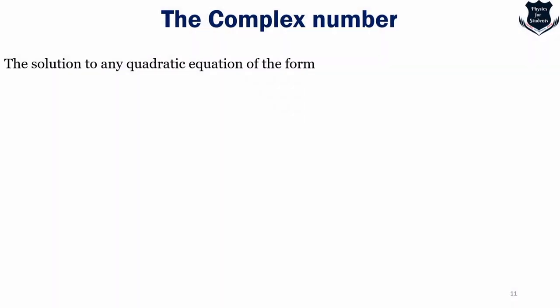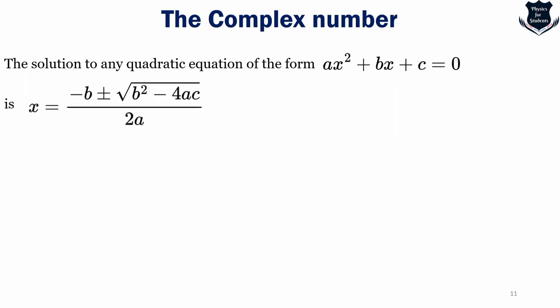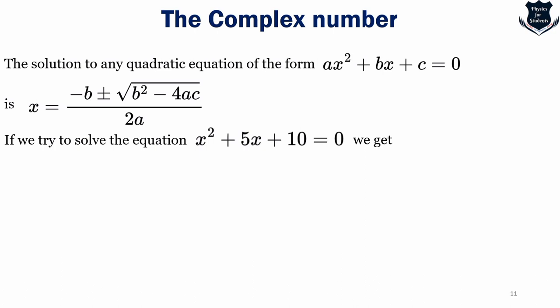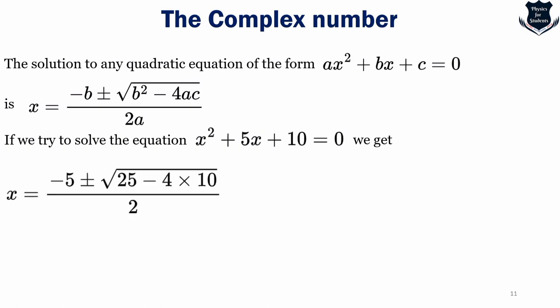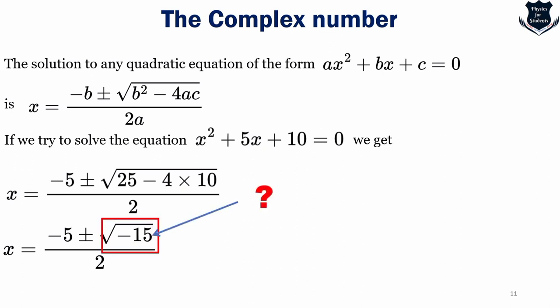Okay, so the solution to any quadratic equation of the form x squared plus bx plus c equals 0 is obviously x equals minus b plus or minus square root of b squared minus 4ac, upon 2a. This is elementary. Now if we take an equation like x squared plus 5x plus 10 equals 0, we get this. Further calculating, the inside of the root is 25 minus 4 into 10, which leads to the square root of minus 15. Now this is the point of worry.